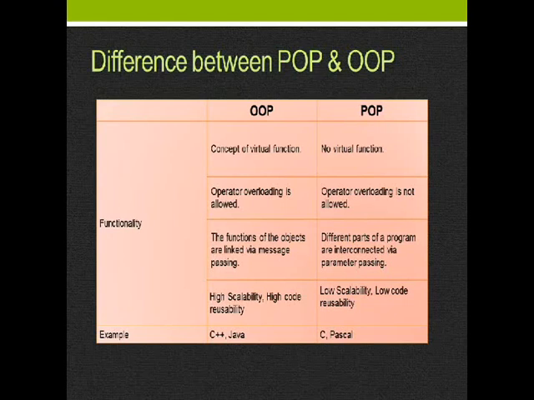Object oriented programming is highly scalable with high code reusability, whereas procedure oriented programming has low scalability and low code reusability. If we cite examples for both, we will look at this. There are some good programming languages for object oriented programming: first one is Smalltalk, C++, Java, Python, etc. In procedure oriented programming the languages are C, Pascal, Fortran, Basic, COBOL, etc.